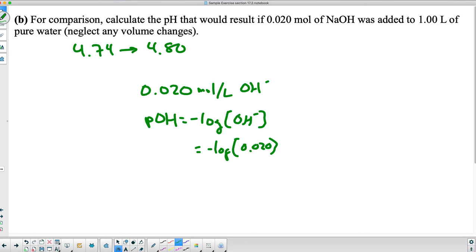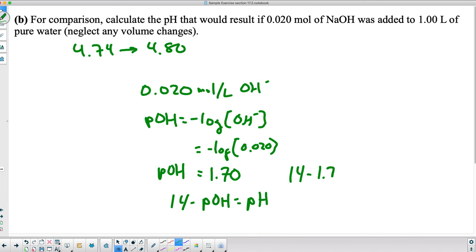Negative log, let me grab my phone. Negative log of 0.02. Then I just change it. So I literally get 1.7 as my pOH. So what does that mean? Well, we know that 14 minus pOH equals pH, which means 14 minus 1.7 is 12.3 for my pH.